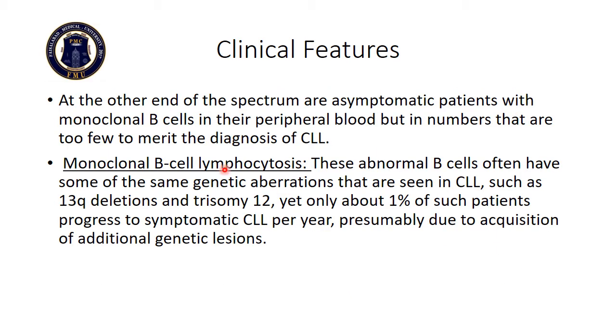At the other end of the spectrum are asymptomatic patients with mononuclear B cells in their peripheral blood but in numbers that are too few to merit the diagnosis of CLL. This is called monoclonal B cell lymphocytosis. These abnormal B cells often have some of the same genetic aberrations that are seen in CLL, such as 13q deletions and trisomy 12. Still, only 1% of such patients will progress to symptomatic CLL per year, presumably due to acquisition of additional genetic lesions.